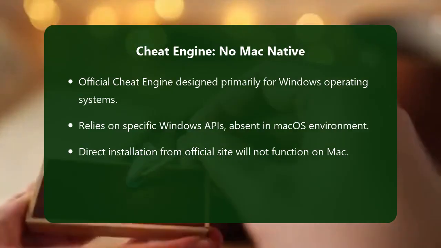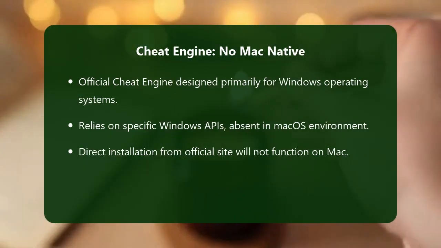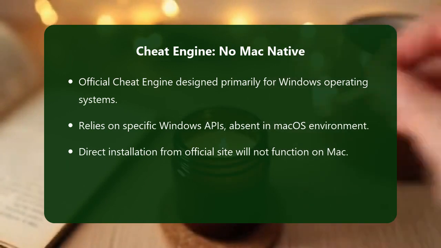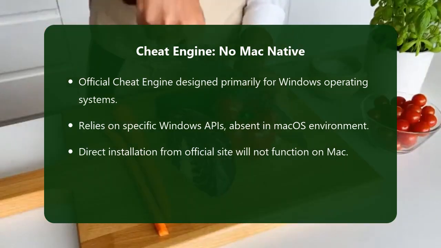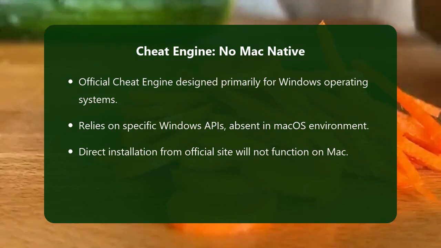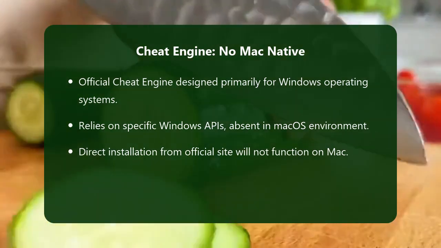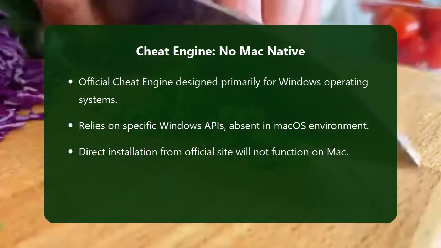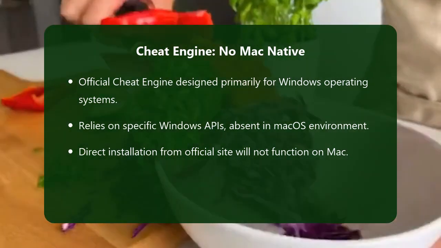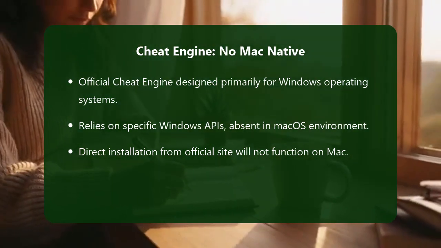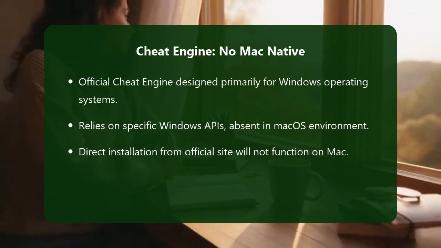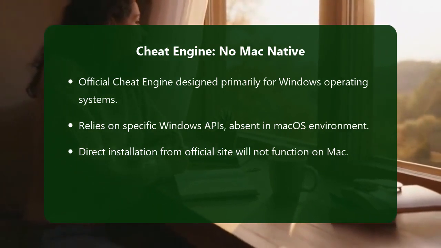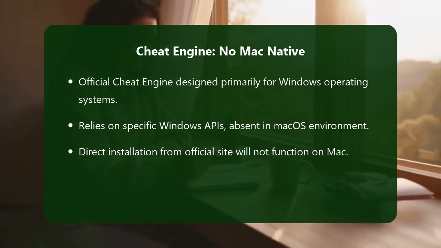Does Cheat Engine work on Mac? This is a question many Mac users ponder when they want to tinker with game values, and the straightforward answer is not natively. Cheat Engine, in its official, direct downloadable form, is primarily developed for and runs on Windows operating systems. This isn't due to any fundamental incompatibility with the concept of memory manipulation on macOS, but rather the developer's focus and the underlying architectural differences between Windows and macOS.